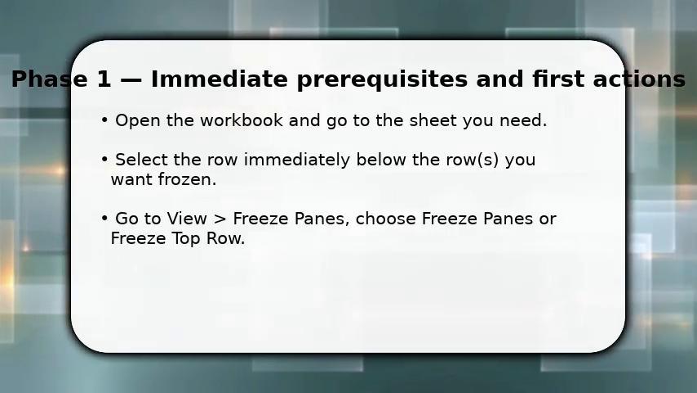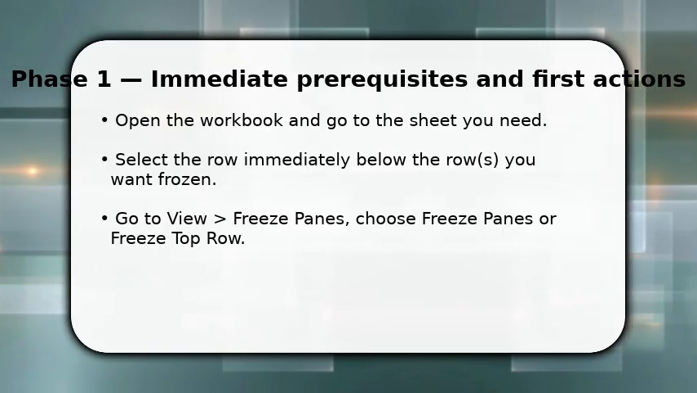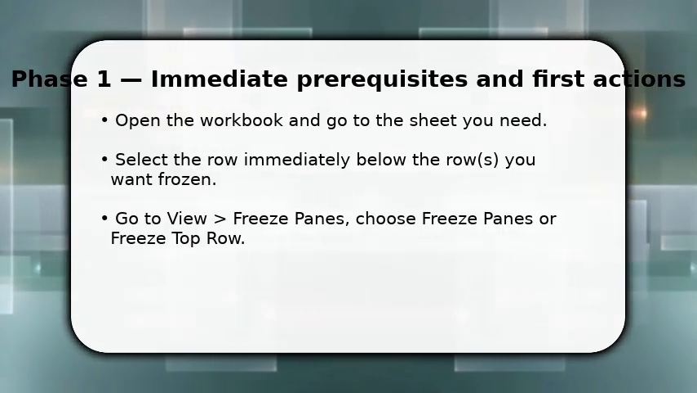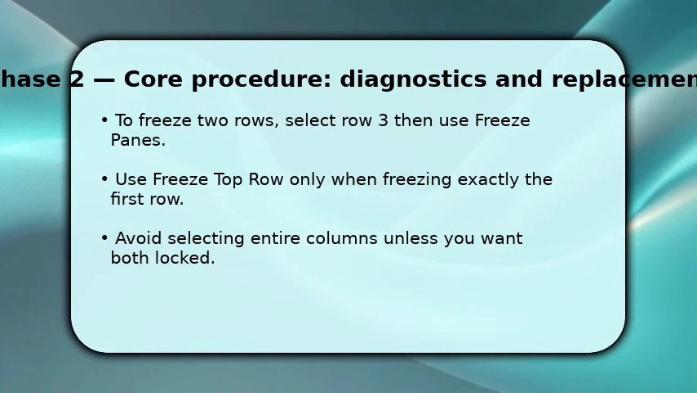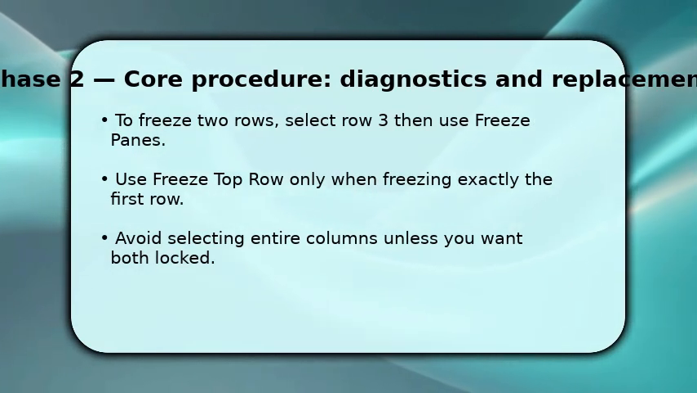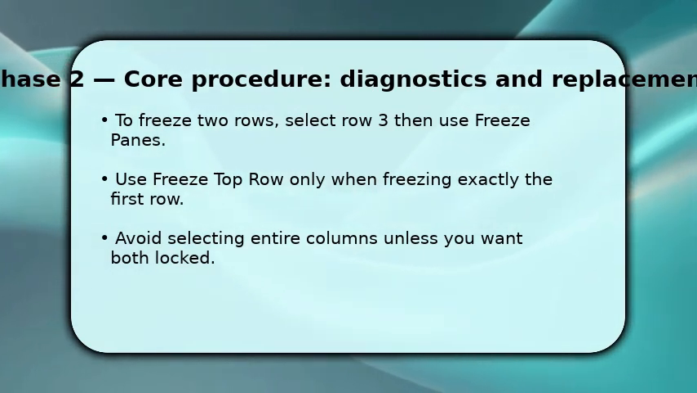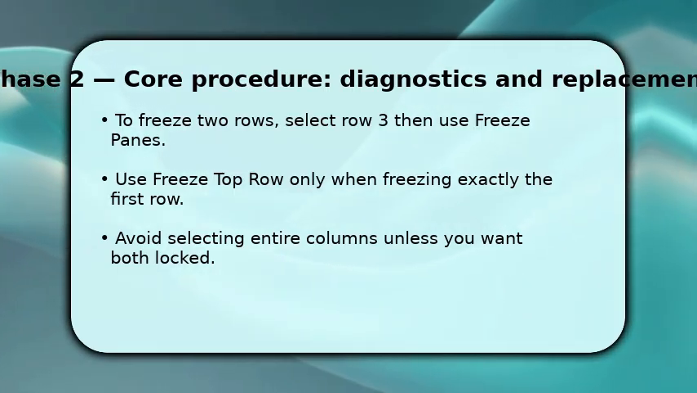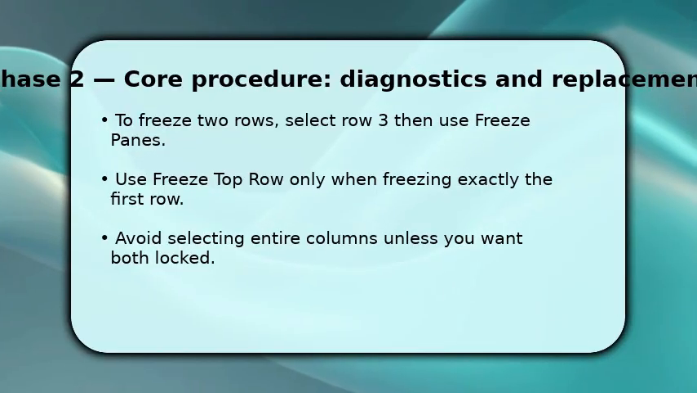That makes headers persistent while you scroll through long datasets. If you need more than one frozen row, select the row immediately below the last header row. For 2 frozen rows, select row 3. For 3, select row 4, then click View, Freeze Panes. Once done, Excel locks everything above that selection so headers stay visible.